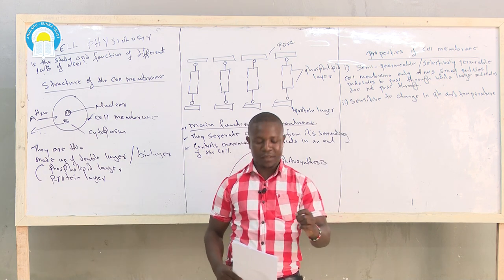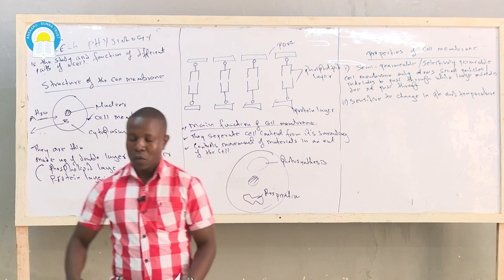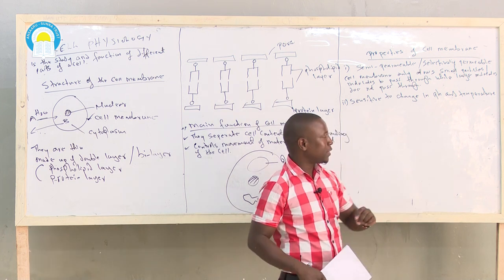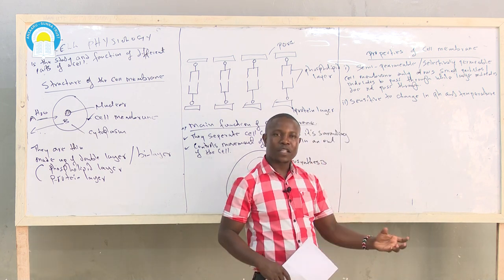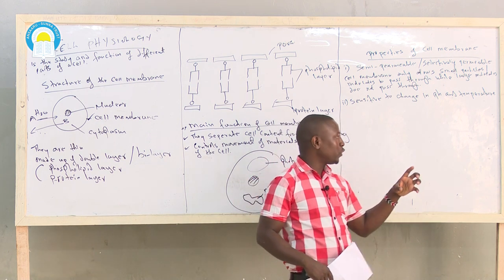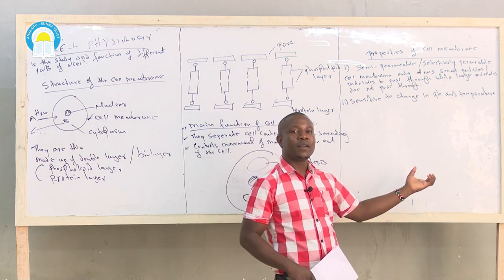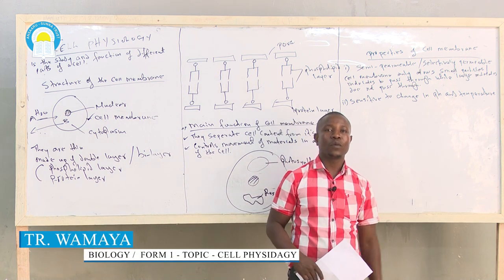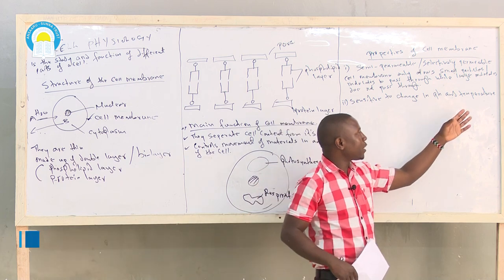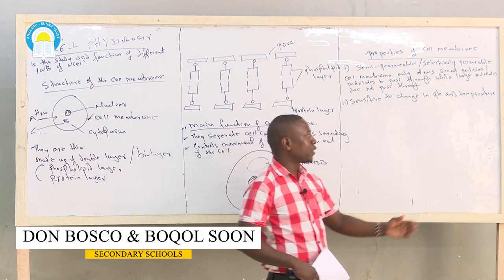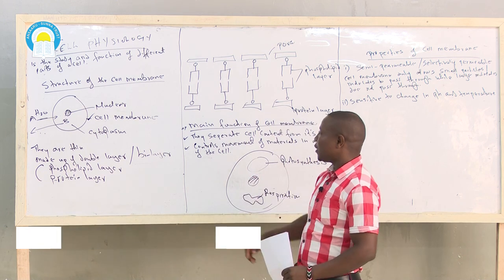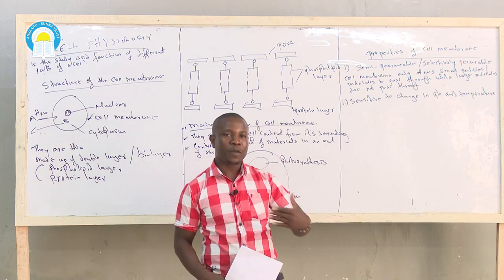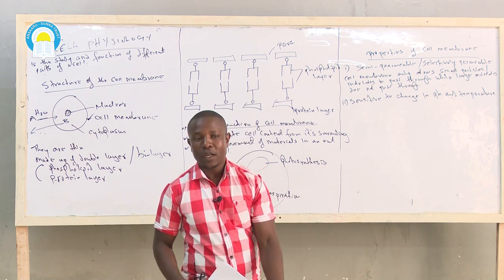So when you talk about being sensitive to change in pH and temperature, it means when the pH is extreme, when you subject a cell membrane to a high pH, when the solution is too acidic, it's going to be denatured or destroyed. Same if you place it in a pH that is more basic, it's also going to change the shape. And if you subject it to high temperature, remember, the cell membrane inside is made up of what? Protein layer. You take a protein layer and subject it to high temperature, melting will take place.